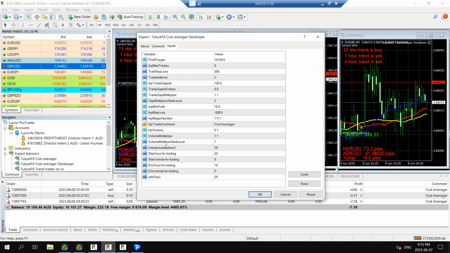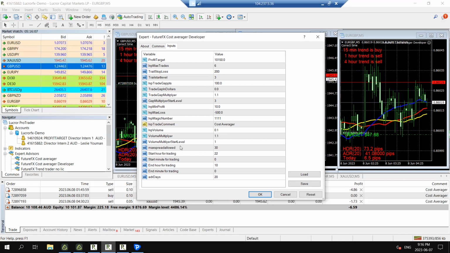And then you've got a start level for the volume multiplier. So I've just got mine starting straight away. So my first trade will be the input lot size. Second trade will be 1.1 times that. You can use it like the trailing stop loss, and you can set it to start at later levels if you like.